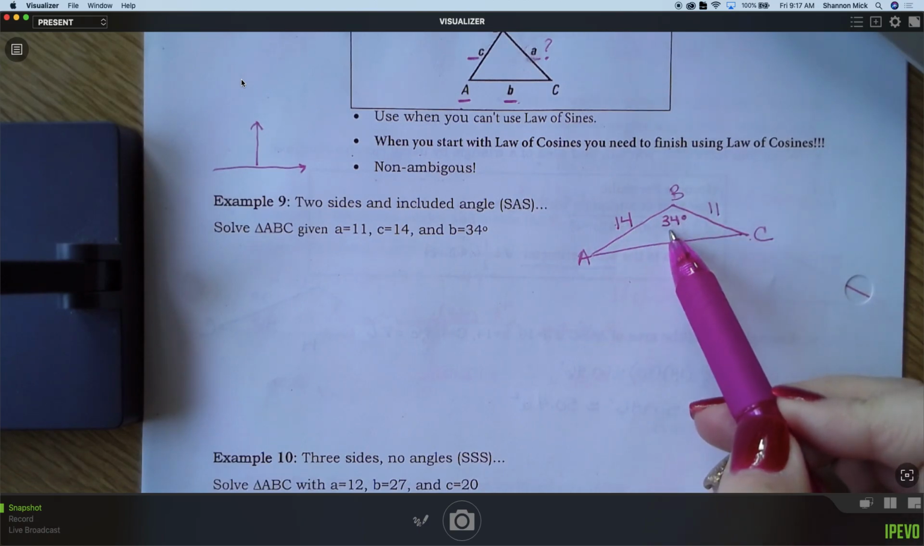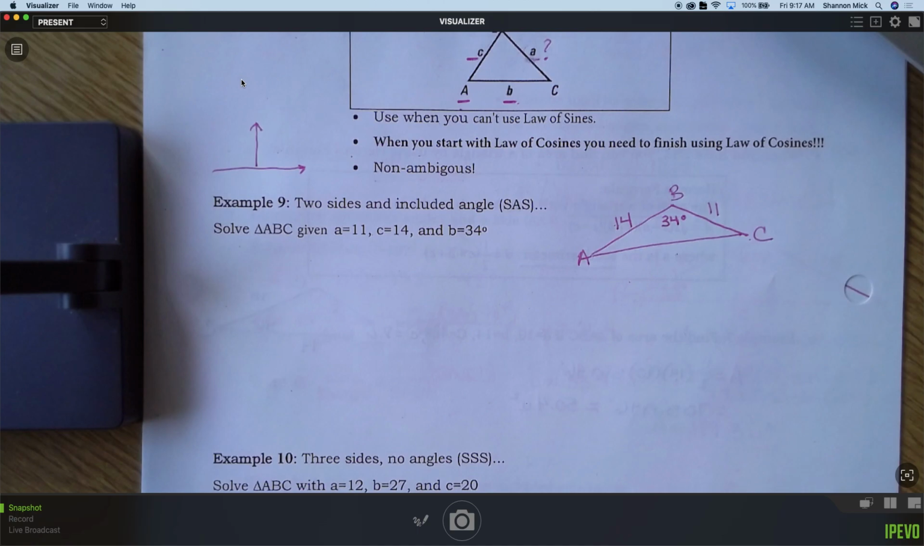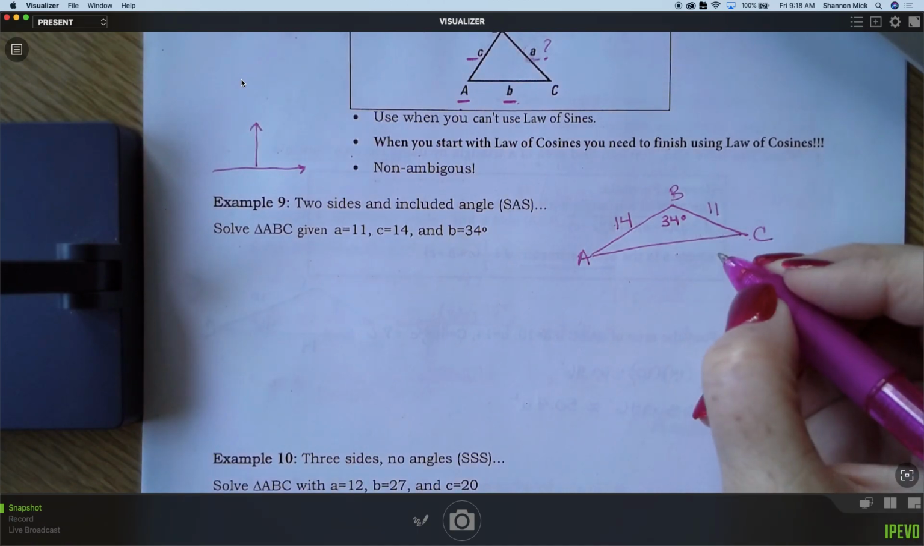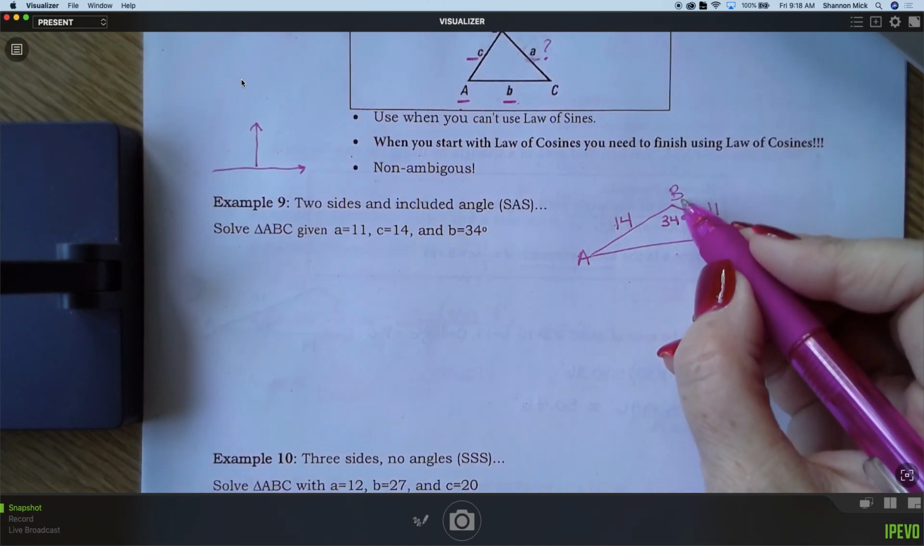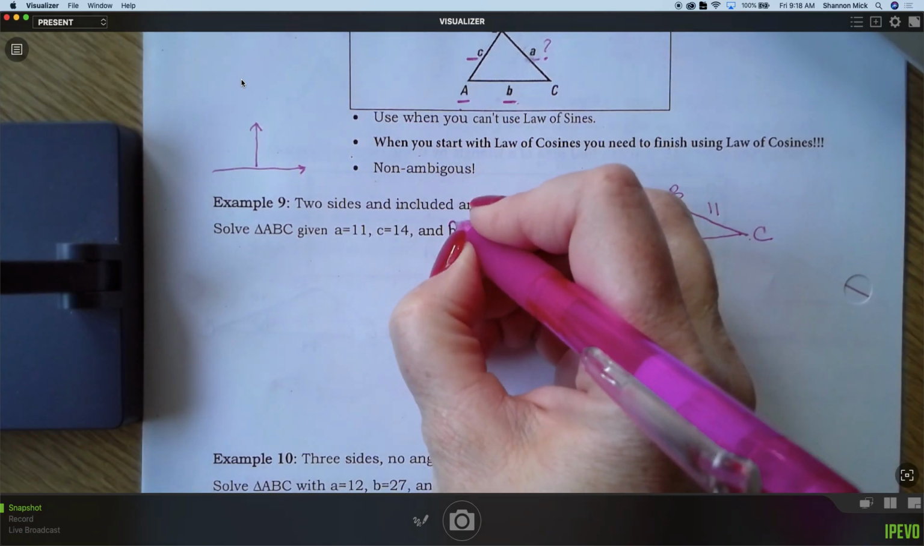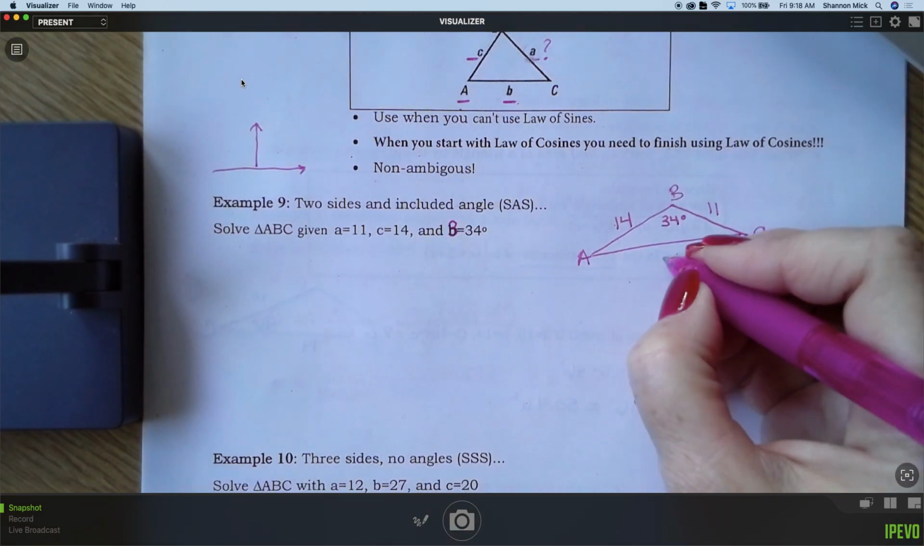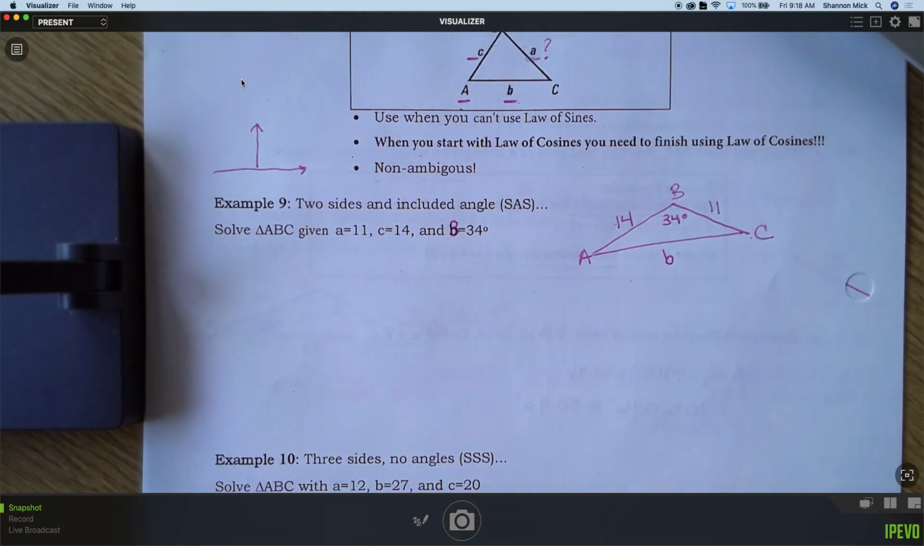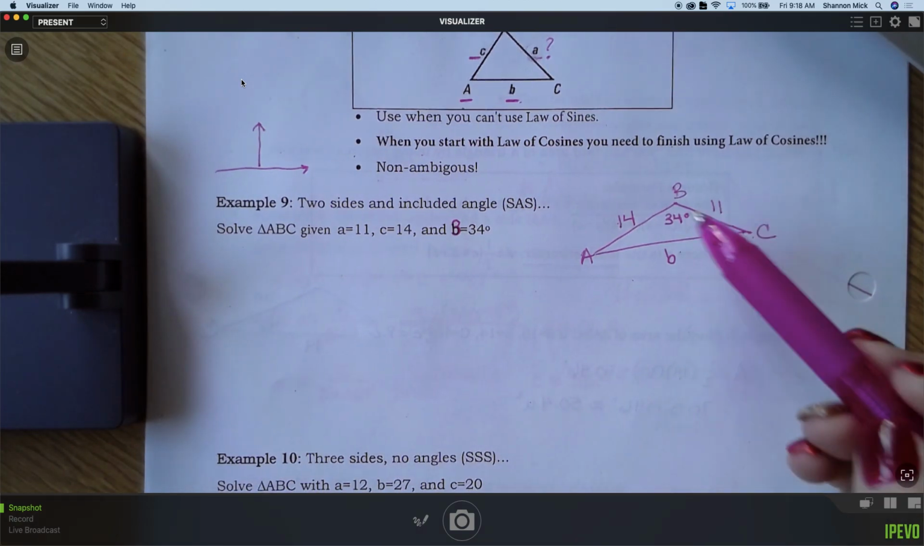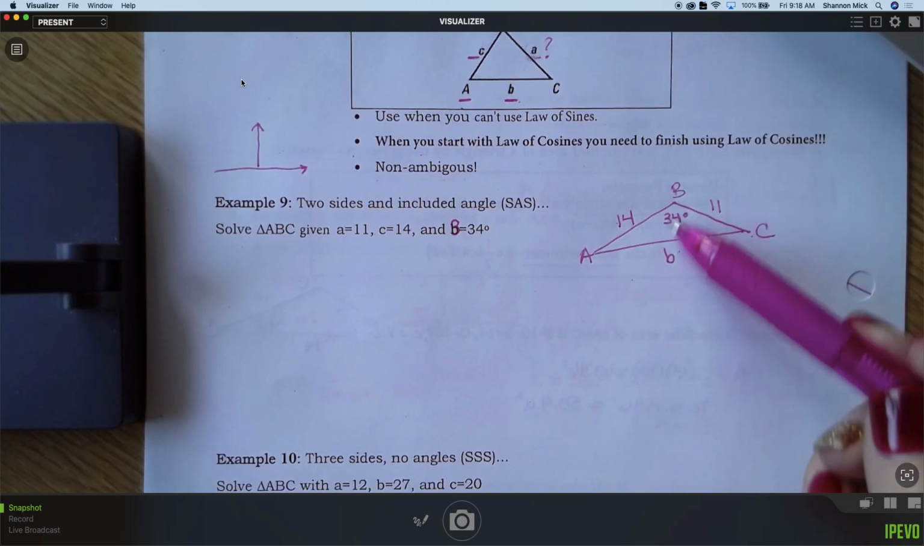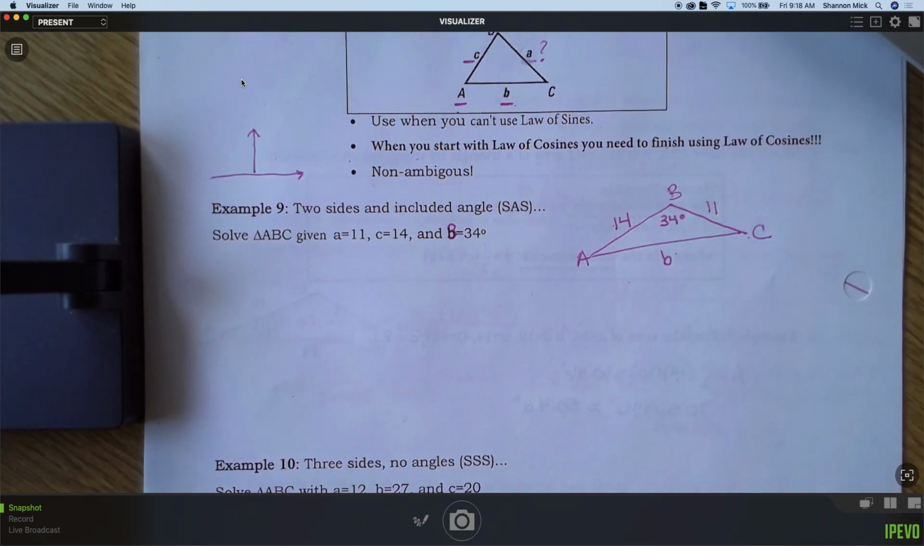Shouldn't that be capitalized? Oh, and I forgot my B. Thank you very much. That should be capitalized. Good job, guys. Because for sine, we have to have the complete ratio, and I don't have it. Like, I don't have a side, I don't have a complete ratio.